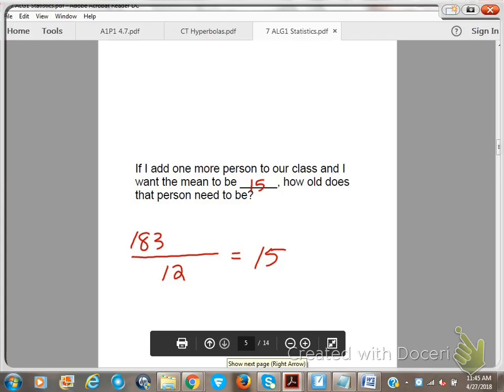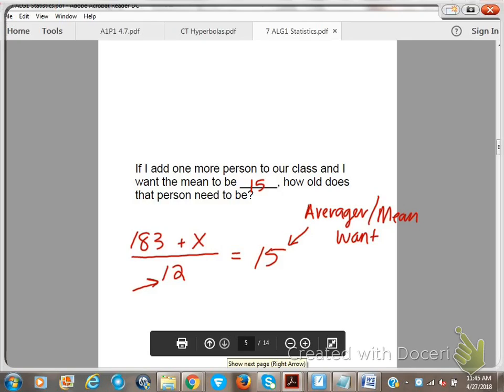Do we know how old this other person is? No. So if you don't know how old somebody is, what should you call it? X. So we're going to write plus X right here. Please write this down on your paper. I have this problem typed up for you. On the blank line, write 15. And then underneath of that, write down what's here. This 15 is the average or the mean that we want. So that's why it's like the equal sign.